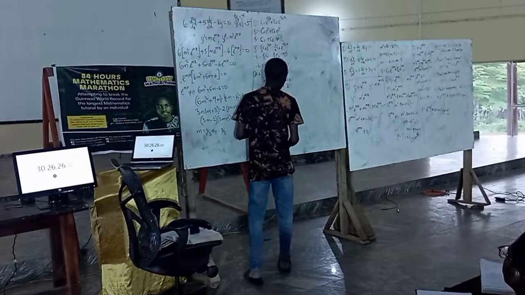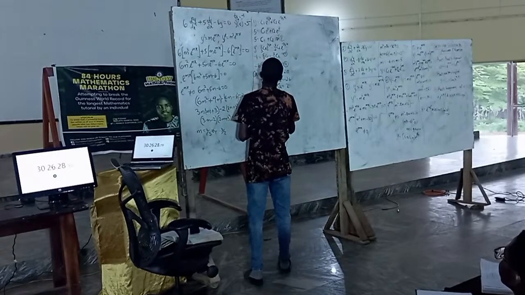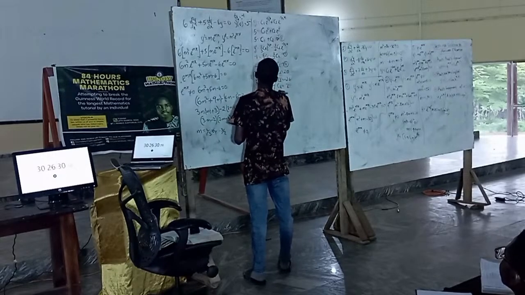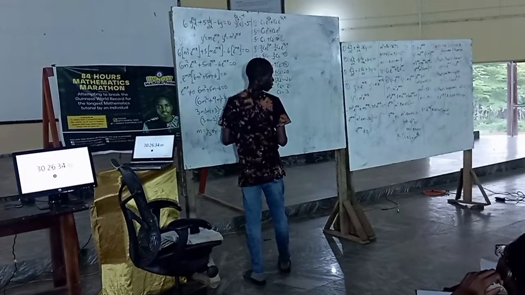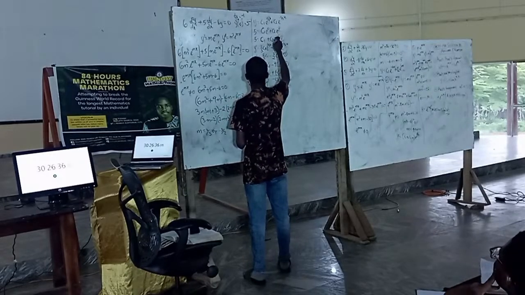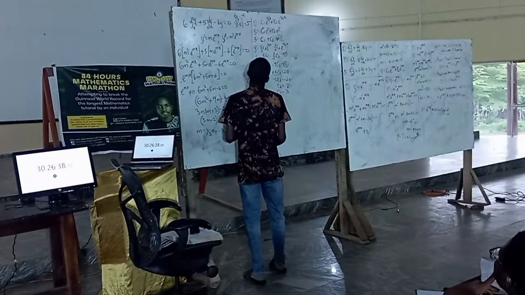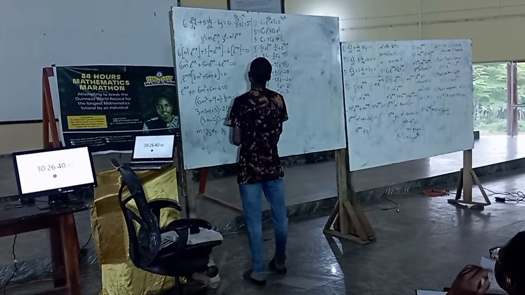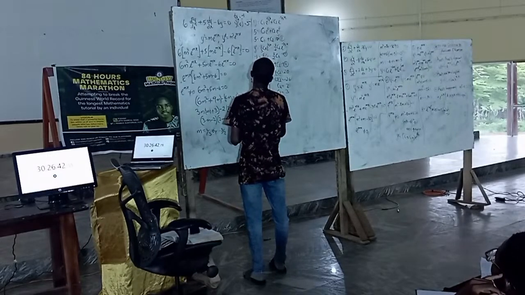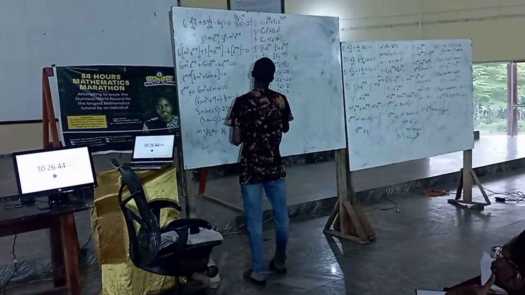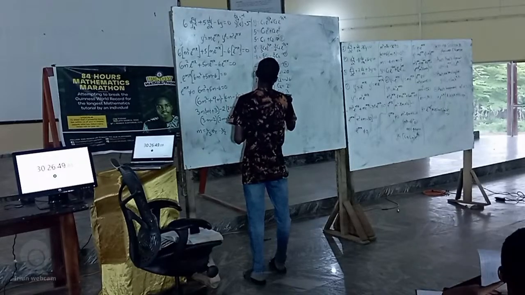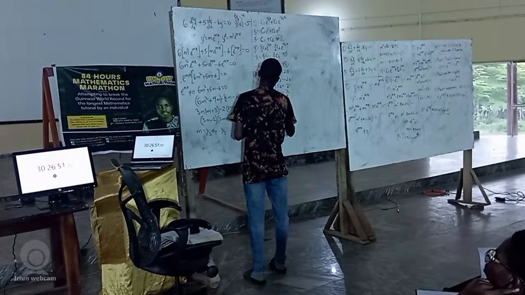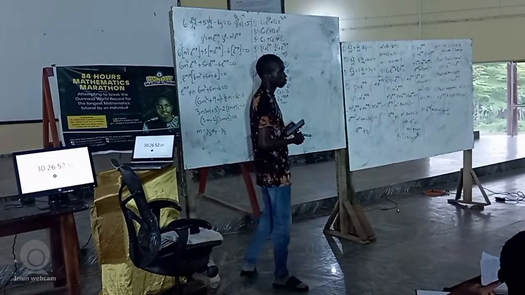Then c2 here will give me 2. Yes or no? And if c2 gives me 2, I can put it back here and know that c1 will give me 3. Yes or no? Therefore I can now say that my answer is: y is equal to, what is my c1 now? 3e^(2/3 x) plus 2e^(-3/2 x). That's the answer.